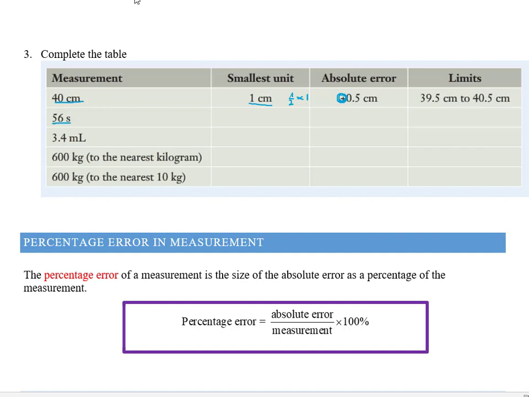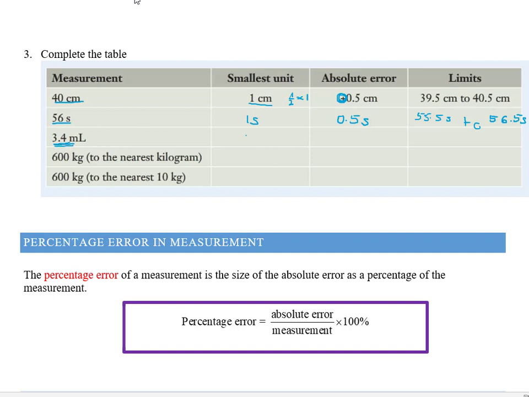If I look at the next one, 56 seconds, the smallest unit is obviously 1 second. So the error is half of 1 second, which is half a second. The lowest value I would be allowed is 56 minus half a second, which is 55.5 seconds, to the upper bound, which has to be 56.5 seconds.